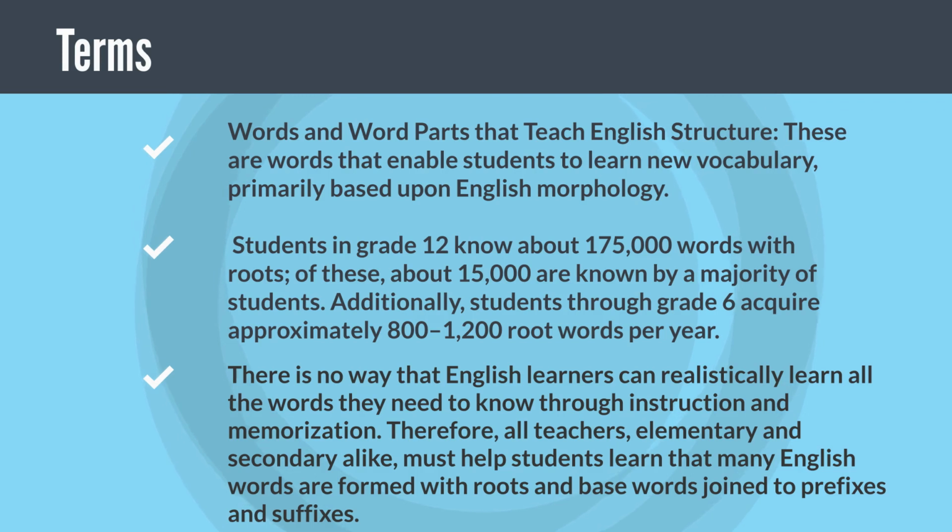Words and word parts that teach English structure. These are words that enable students to learn new vocabulary, primarily based upon English morphology. Students in grade 12 know about 175,000 words with roots. Of these, about 15,000 are known by a majority of students. Additionally, students through grade 6 acquire approximately 800 to 1,200 root words per year. There is no way that English learners can realistically learn all the words they need to know through instruction and memorization. Therefore, all teachers, elementary and secondary alike, must help students learn that many English words are formed with roots and base words joined to prefixes and suffixes.